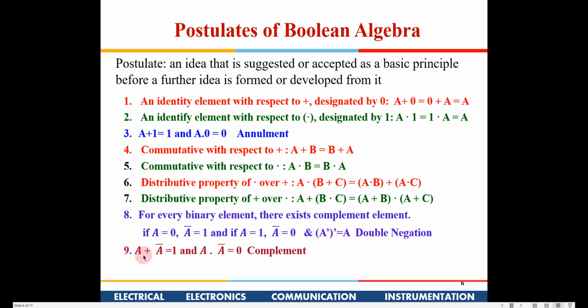And last but not the least, you have A plus A bar is equal to 1. Now you are doing A or A bar. Like if A is equal to 0, A bar will be 1, so 0 or 1 will be 1. Similarly, if A is 1, A bar will be 0.